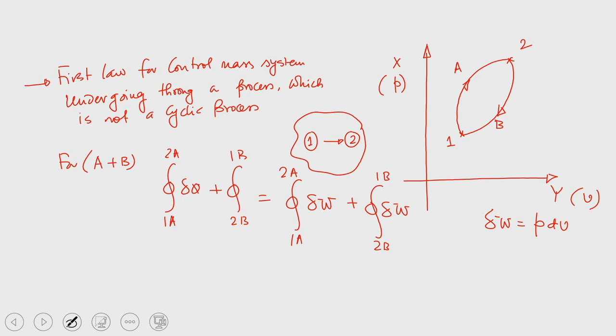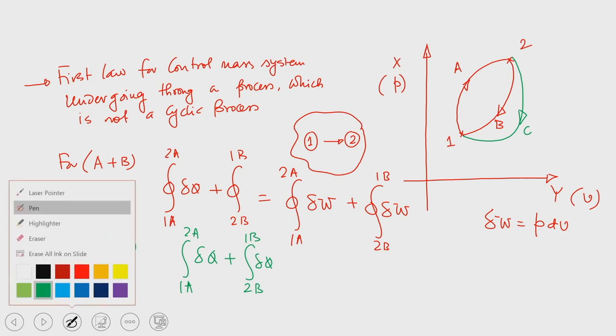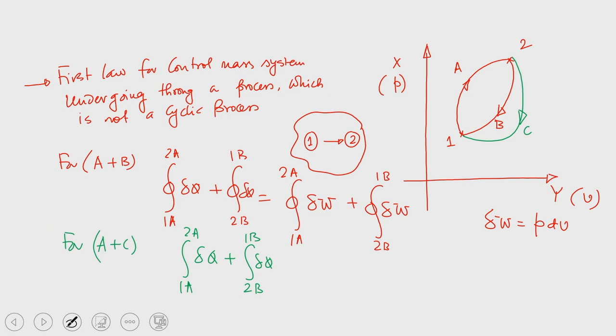Now, after reaching point 2, the system is again coming back to point 1 following, let me write it using a different color, this path C. Basically our objective is to write the first law for the generic process. So it is now coming following path C, it is not path B. Then what can we write? For processes A plus C, we can write 1A to 2A δQ plus 2C to 1C δQ. I forgot to write δQ over here.